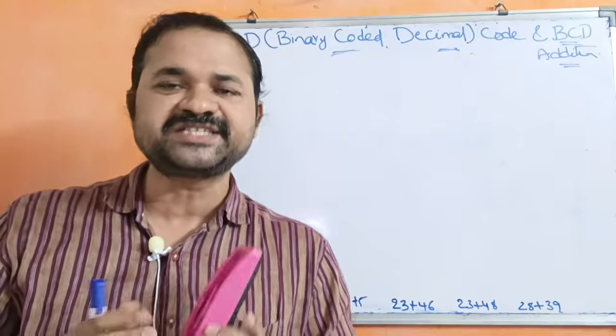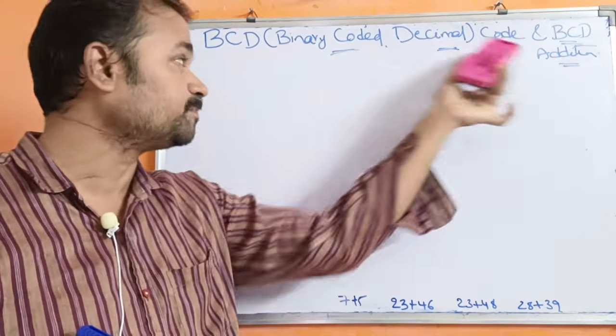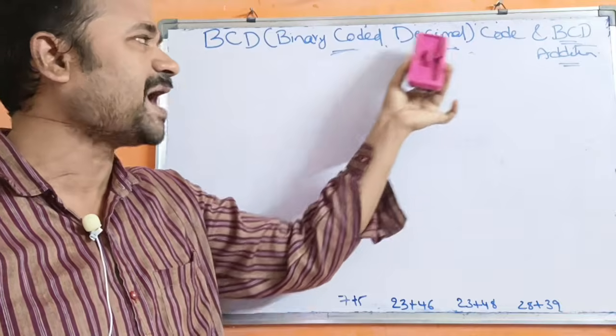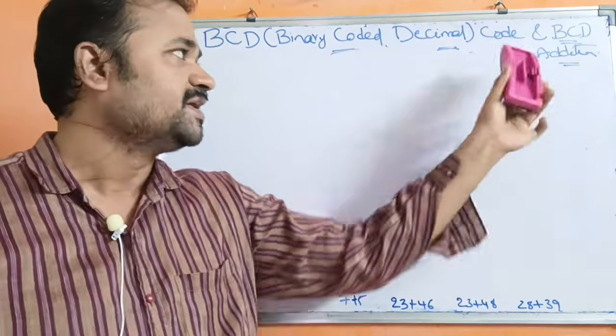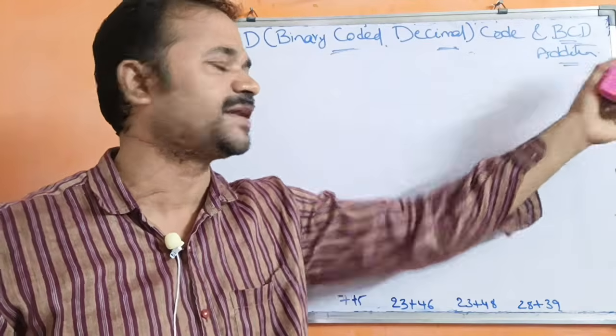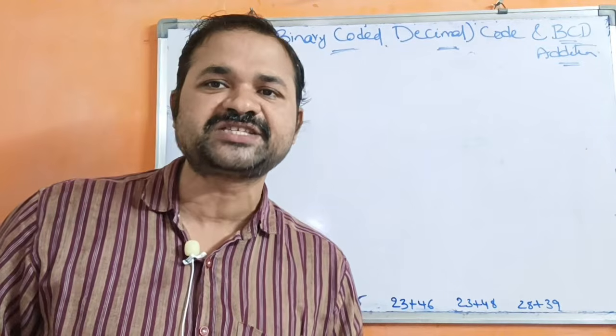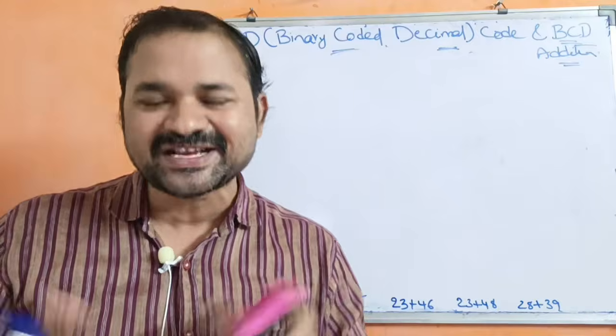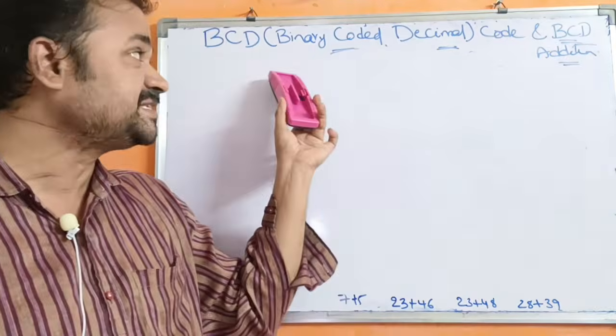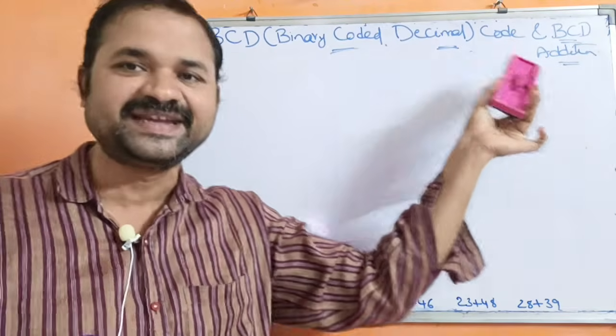Now let us discuss BCD code. BCD stands for binary coded decimal, and we are going to discuss the BCD addition operation. In the next video, we will discuss the BCD subtraction operation. So BCD stands for binary coded decimal.